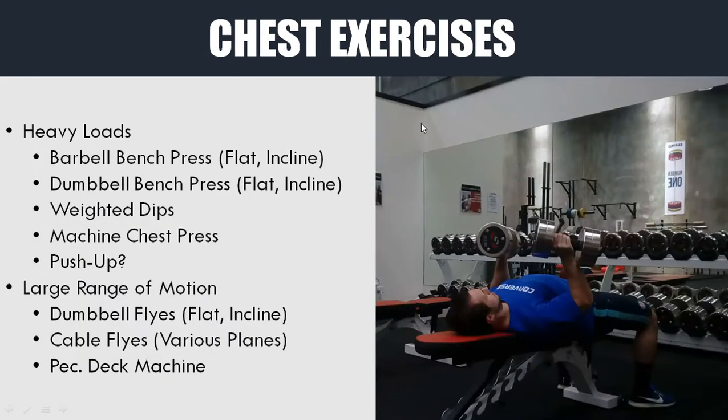So what exercises can we do, now that we know the anatomy, in order to actually use the pec major in loaded exercises? We have two primary categories here. We have the heavier loaded exercises, and then we have the exercises that we probably can't load as much, but we can get a bigger range of motion and a bigger stretch on the chest. Our heavy loaded exercises are going to be things like barbell bench press, which we can do either flat or incline, with the incline having more emphasis on the upper fibers of the chest.